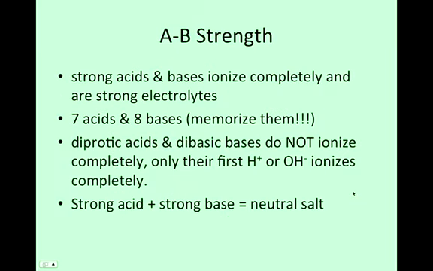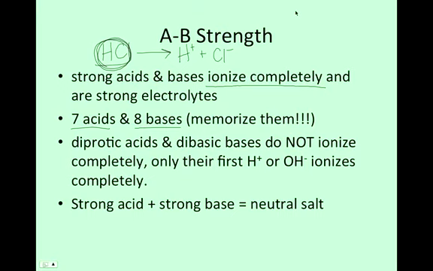Acid-base strength is determined based on whether or not the acid or the base ionizes completely. If it ionizes completely, like hydrochloric acid, when you dissolve it in water, it completely ionizes into hydrogen ions and chloride ions. There will be none of the hydrogen still bonded to chlorine left in the solution. They are strong electrolytes because of this, because they produce large amounts of ions. You need to memorize for the AP exam your 7 strong acids and your 8 strong bases.